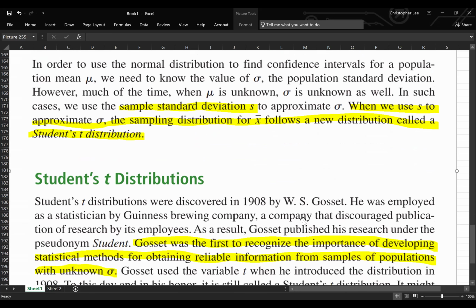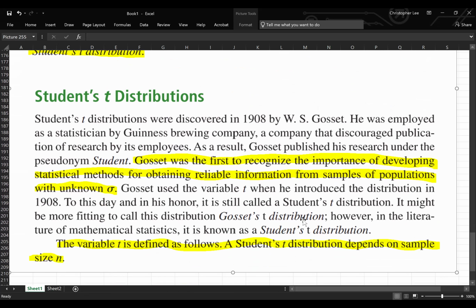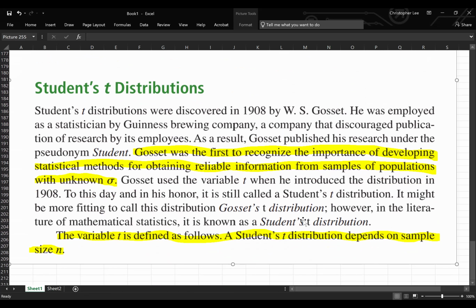So let's talk about a student's T distribution. Student's T distribution was discovered in 1908 by W.S. Gossett, first name William. He was employed as a statistician by Guinness Brewing Company. Yes, that's the same Guinness that we all drink, right?